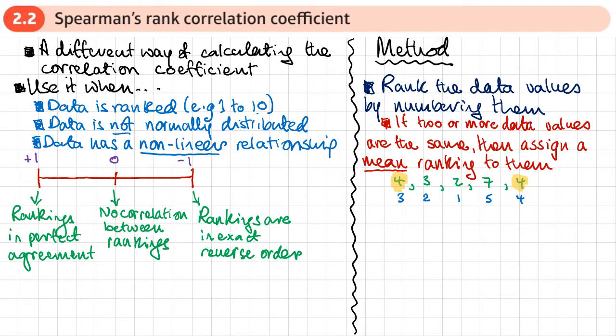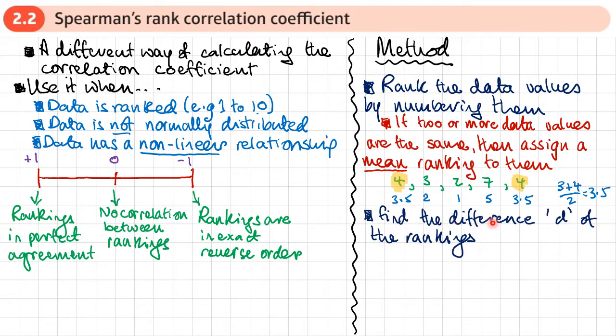So I've got these 2 numbers which are the same, which would have different rankings, which is not allowed. So I've used rankings 3 and 4 for 2 different numbers. The mean of that is 3.5. So what we do is we assign a rank of 3.5 to both of those 4s. So effectively we've got rank number 1, rank number 2, 2 numbers that are ranked 3.5, and then rank number 5.